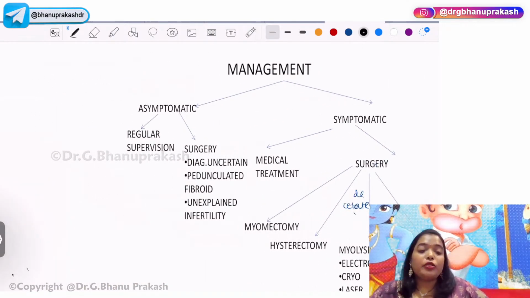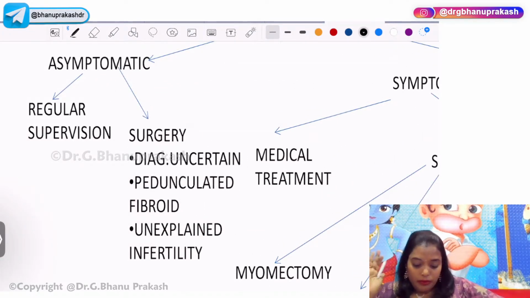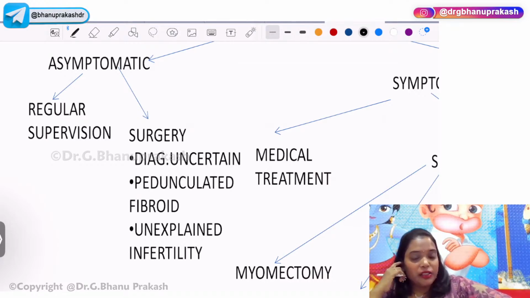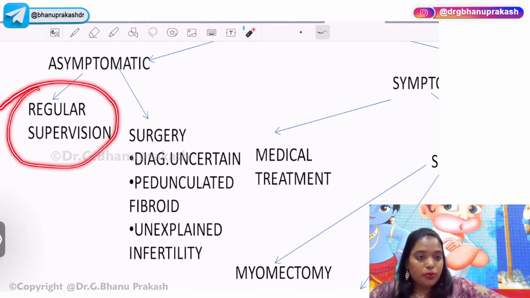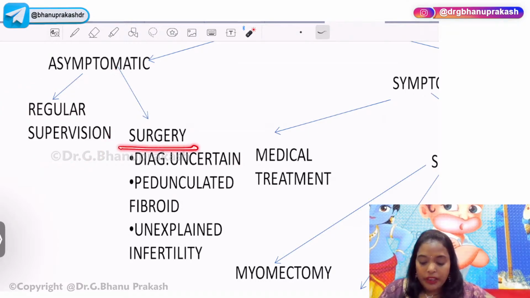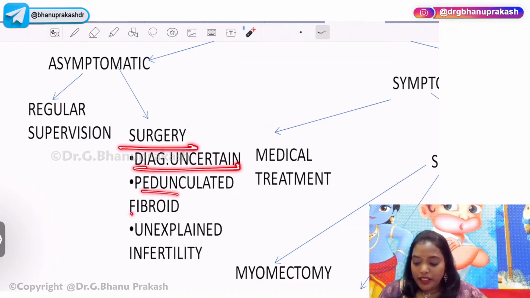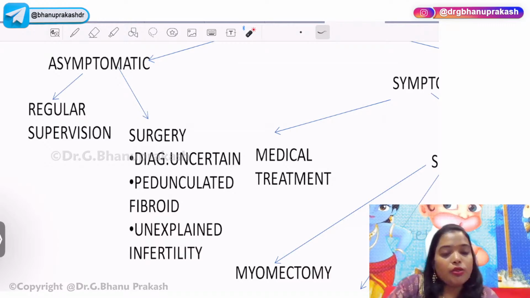Management purely depends on whether she's symptomatic or asymptomatic. First, let us see when she's asymptomatic. If she's asymptomatic, you can do regular supervision. If she's asymptomatic, then you can also go for surgery. So when will you do surgery? When diagnosis is not certain, when it is a pedunculated fibroid and when there is unexplained infertility.